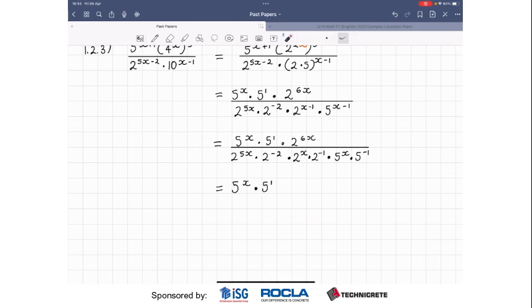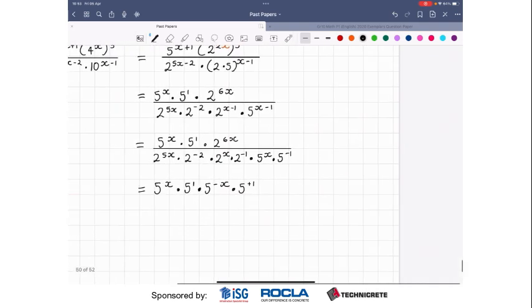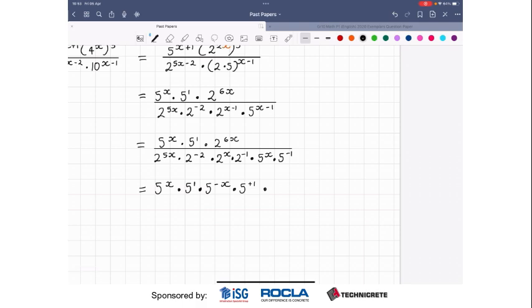Then looking at the bottom, I've got these two. Because they're in the denominator, this one's going to be negative, so I'm going to have negative x, and this one's going to be negative, so that's going to become positive 1. So I'm going to have multiplied by 5 to the negative x and multiplied by 5 to the positive 1. And then for the 2s, I've just got 1, 2 in the numerator, so this is going to stay positive. And then I've got all of these 2s in the denominator, and all of them are going to change sign.